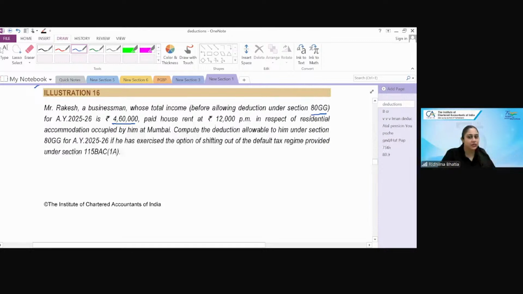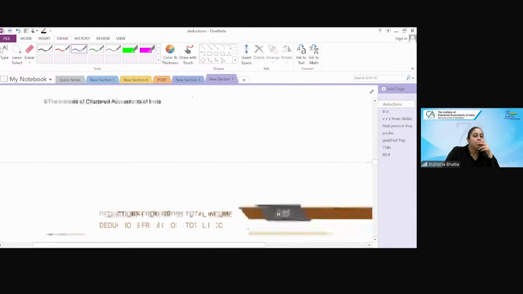House rent paid is 12,000 per month in respect of a residential accommodation occupied by him at Mumbai. Compute the deduction allowable to him under section 80GG if he has exercised the option of opting out of the default tax regime. Now let's start.